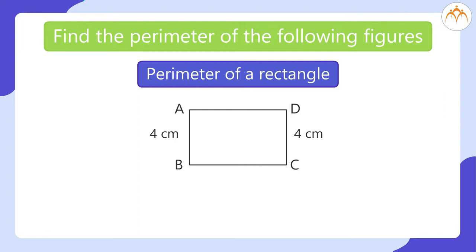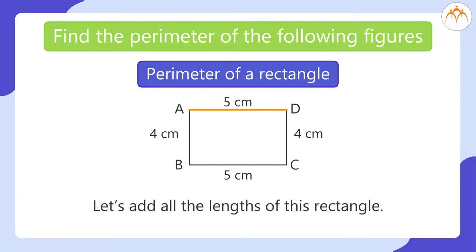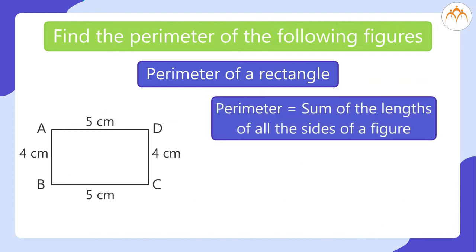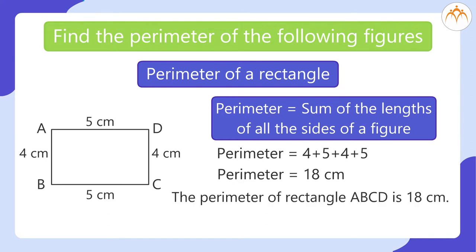Now, the length of side BC is given. It is 5 cm. So, what will be the length of side AD? Yes, it too will be 5 cm. Let us add all the lengths of this rectangle. Perimeter is equal to the sum of the lengths of all the sides of a figure. Perimeter is equal to 4 plus 5 plus 4 plus 5. So here, perimeter is 18 cm. So the perimeter of rectangle ABCD is 18 cm.